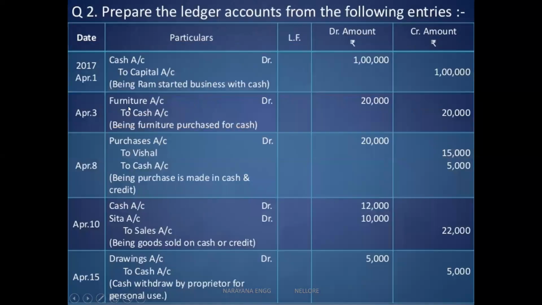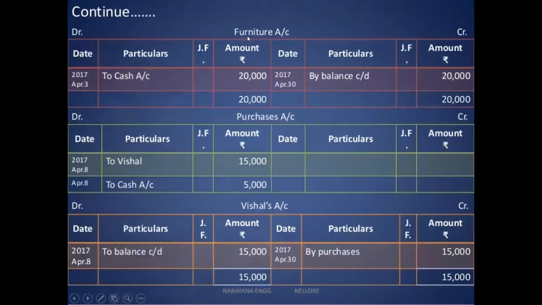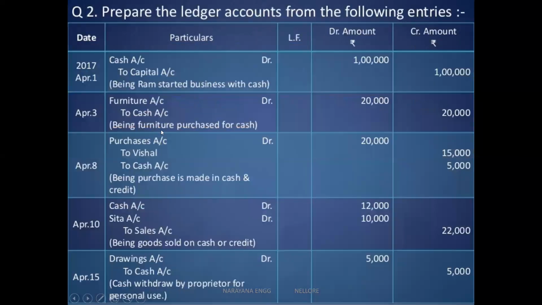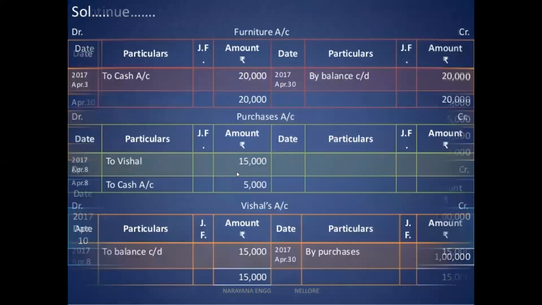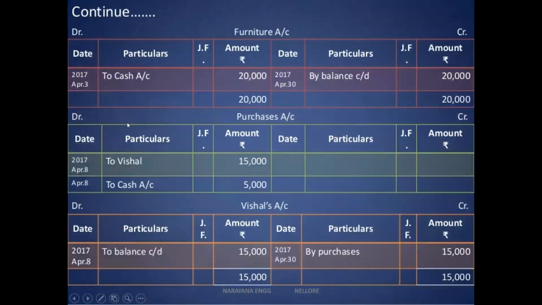And coming to the next account, the furniture account. You want to prepare the furniture account. You will see the furniture account appears only once, that is April 3rd. So April 3rd, is it a debit side or credit side? Debit side. So on the debit side of the furniture account, you write the opposite account, that is the cash account. So on the debit side, you write to cash account, 20,000 rupees.